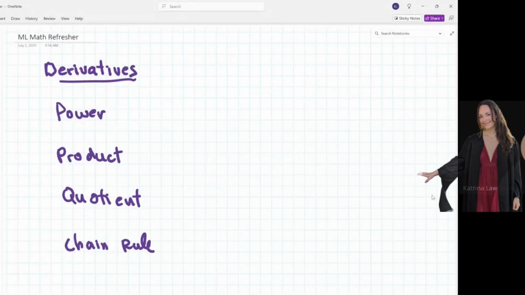Okay, so yeah, we're diving into derivatives. So the 4 main rules we're going to cover today are power rule, product rule, quotient rule, and chain rule. But before we get into derivative rules, we have to understand first what is a derivative.